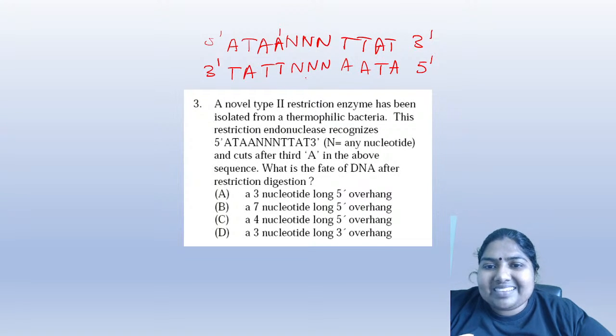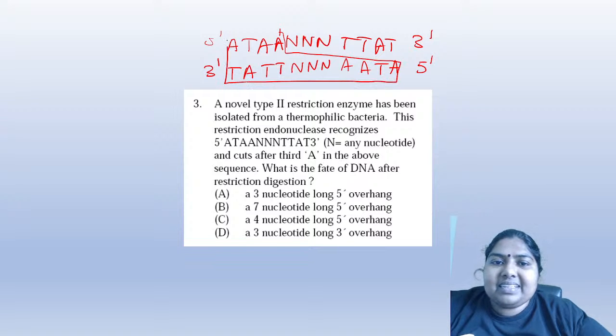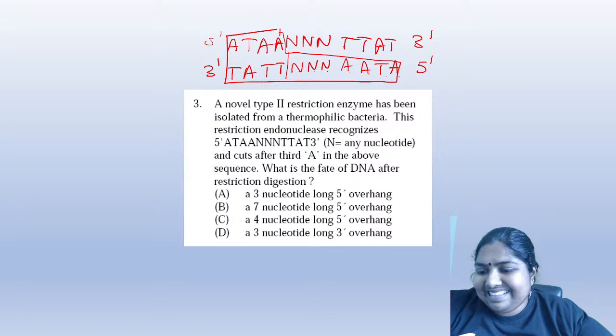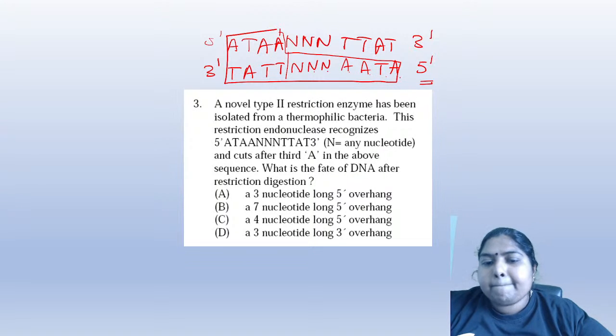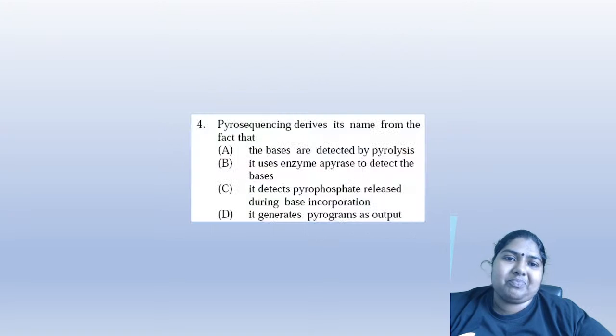How many nucleotides long? It is going to be, 1, 2, 3, 4, 5, 6, 7. So it is going to be a 7 nucleotide long 5 prime overhang. Got it, everybody? Is it now clear to you how this is obtained? Okay, fantastic. So this is what is called an overhang. Absolutely, so the correct answer is going to be answer B.